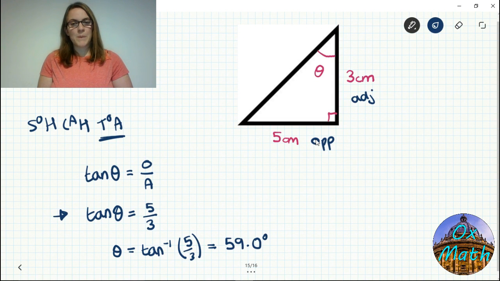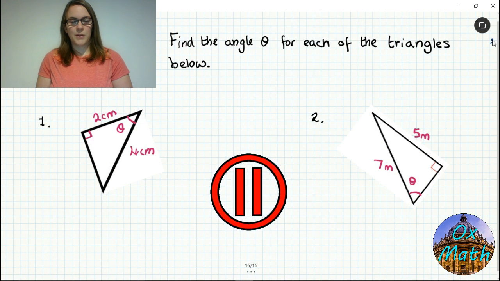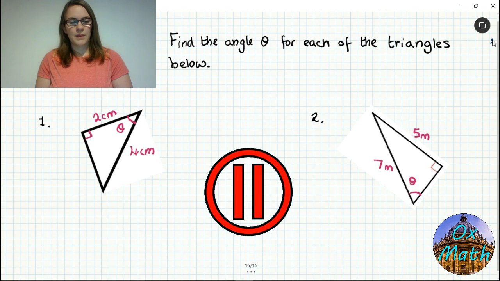So hopefully you're seeing it's not too difficult. You just must remember that you cannot just divide by tan to leave the theta on its own, because you can't have a tan without an angle. What you have to do is inverse tan it, and the inverse tan is written as tan minus 1. So to check your understanding, pause the video and have a go at these two questions.